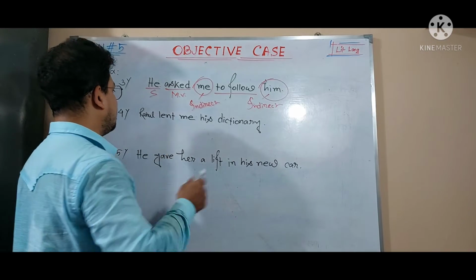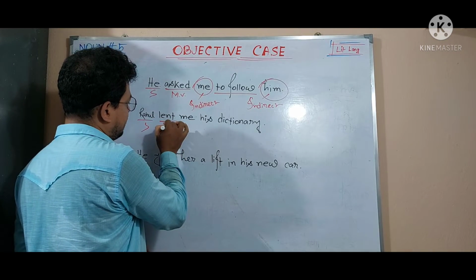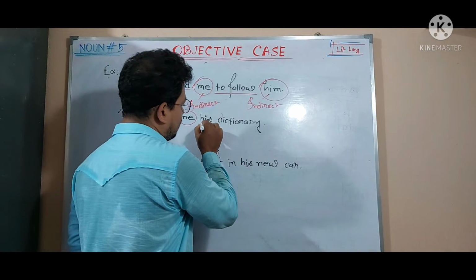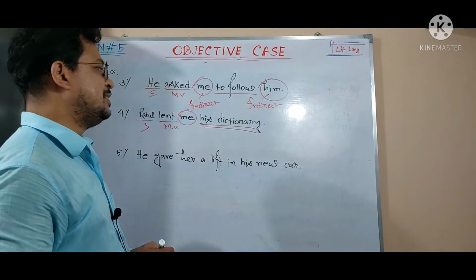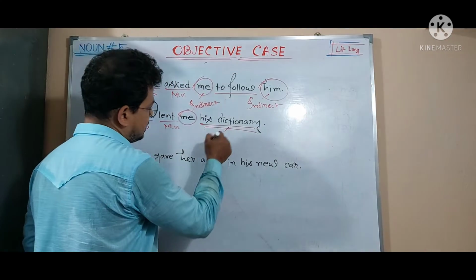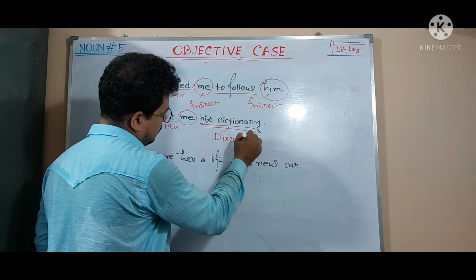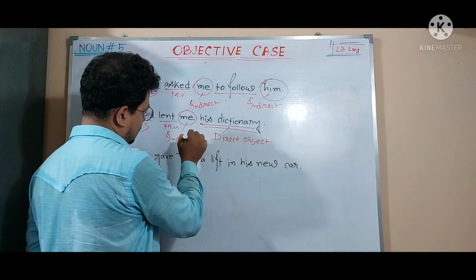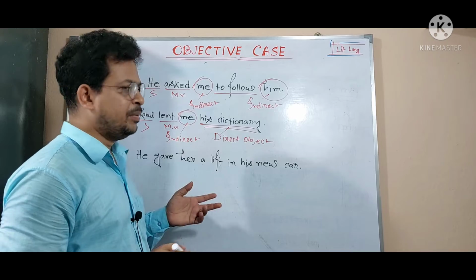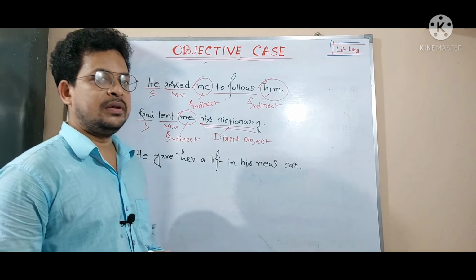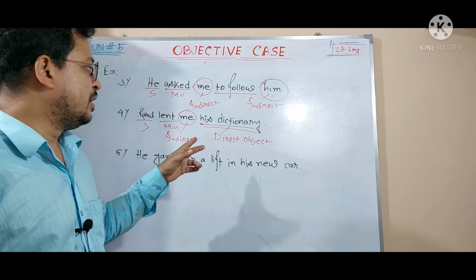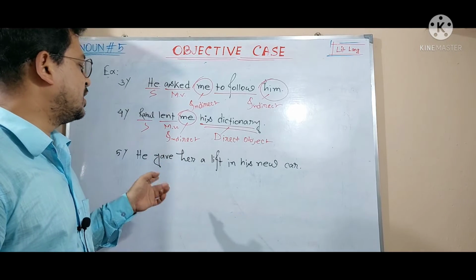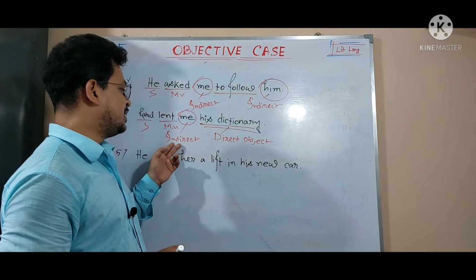Next: Rahul lent me his dictionary. Rahul is the subject, lent is the main verb. Whom did he lend? Me. And what did he lend me? His dictionary. So this is the direct object and me is the indirect object, because me is a human being and his dictionary is a non-living thing. This is why it is the direct object. And a living being is always considered an indirect object.